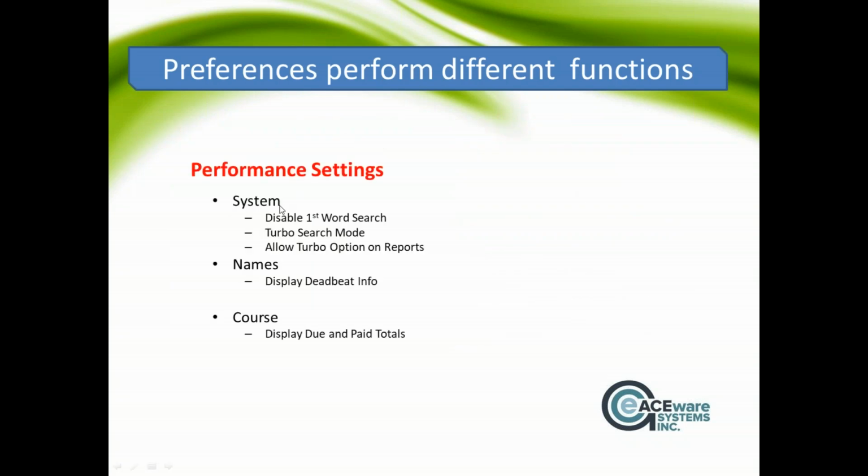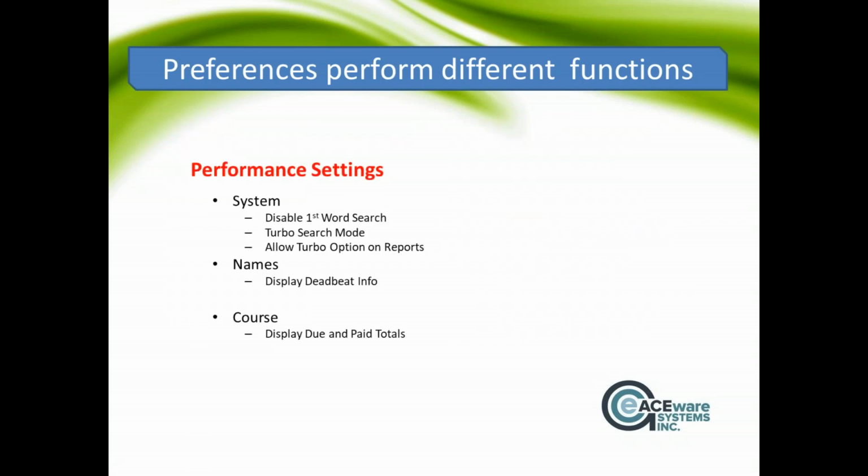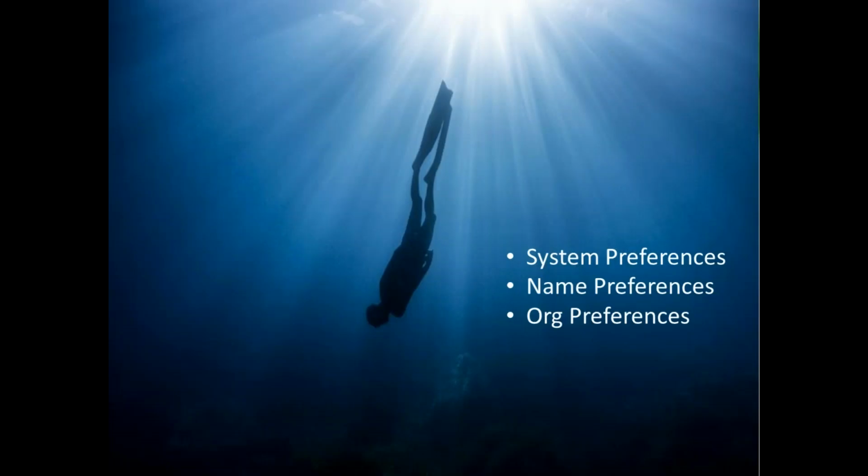And then finally, some of them are a combination of behavior and what we say are performance settings. The three big ones on here are, in the system level, disable first word search, turbo search mode, and allow turbo option. These are more critical if you have a slow network or a really large database. Like out in Nevada, where you have a real large database, you want to pay attention to these performance settings to make sure that you've got them set up to be optimum for your situation. We said we'd go into a deep dive into the system.